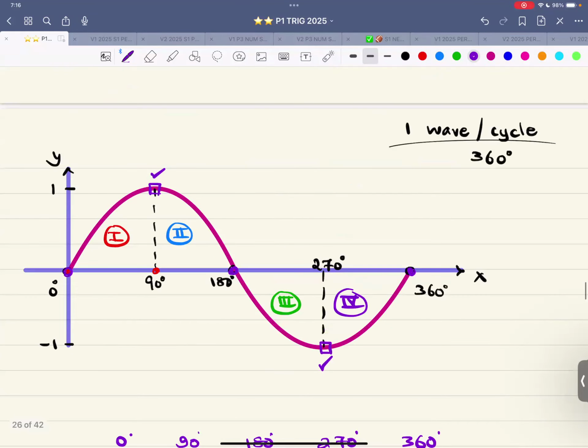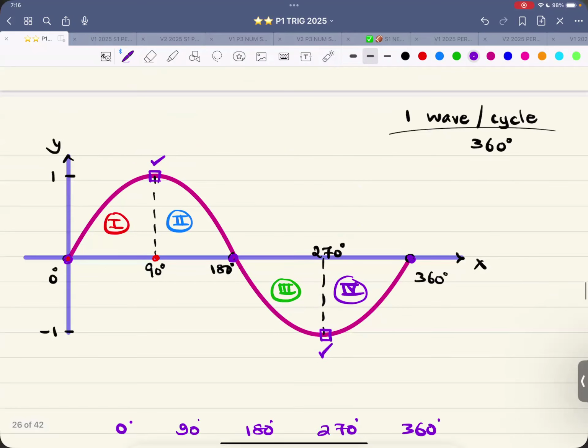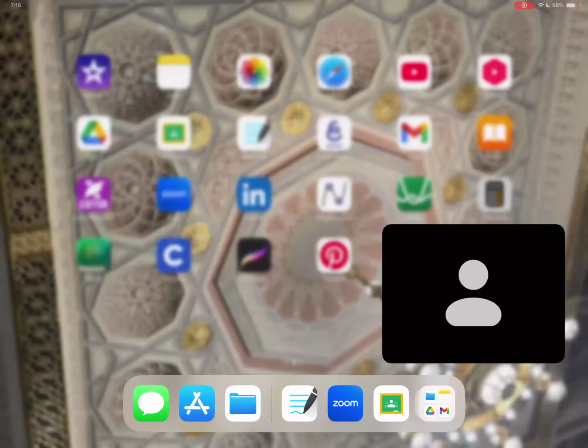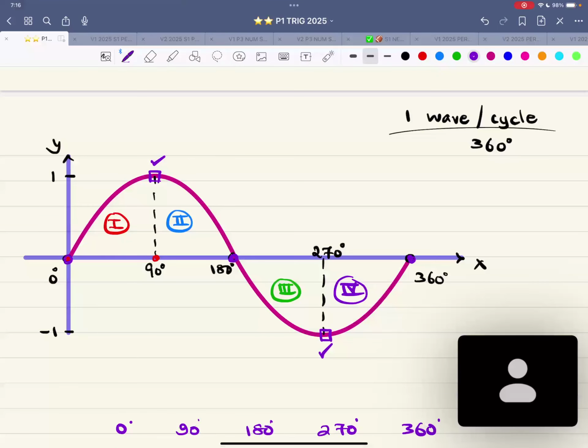So now just have a good look. And let me just double check one thing. Yes, the voice is all good, all open. And just acknowledge it on the group. That is the sine graph. Is this all good, all clear?